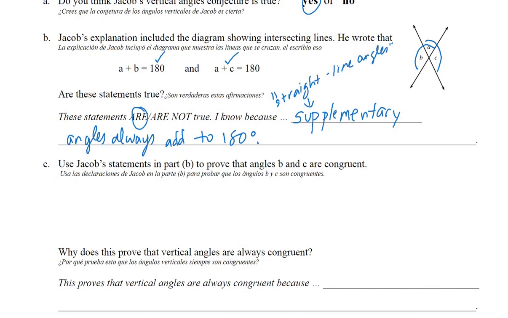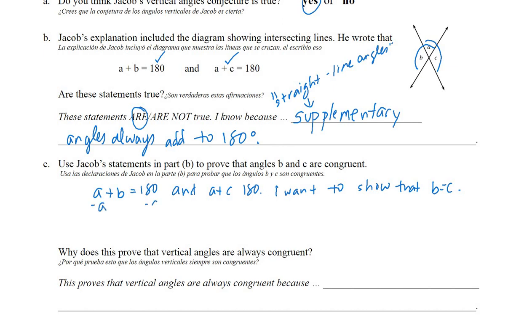We're going to use Jacob's statement in part B to prove that angles B and C are congruent. Okay, so I have that A plus B is 180. And I have A plus C is 180. I want to show that B equals C. To do so, I'll solve each of these equations for the variable that I desire. Here I desire B. So to get B alone, I subtract A from both sides and I get B is equal to 180 degrees minus A.